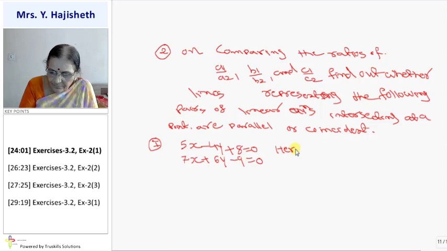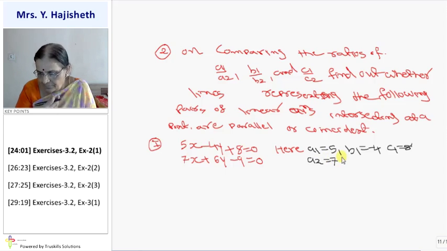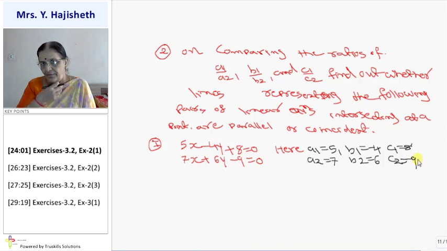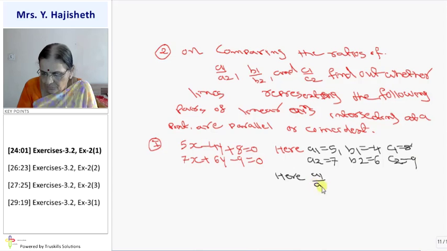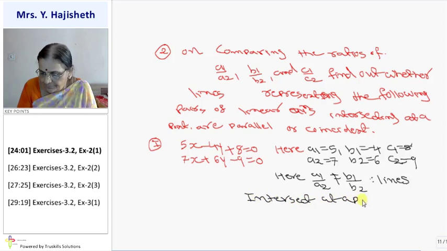Here, A1 is 5, B1 is minus 4 and C1 is 8, okay. A2 is 7, B2 is 6 and C2 is minus 9, okay. So here A1 by A2 is not equal to B1 by B2. Therefore, lines intersect at a point. Clear? Now second sum.